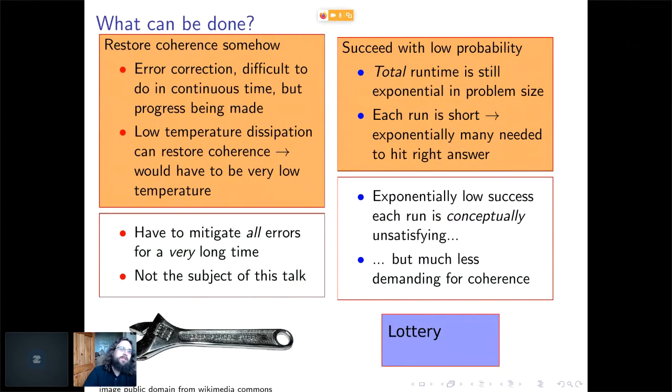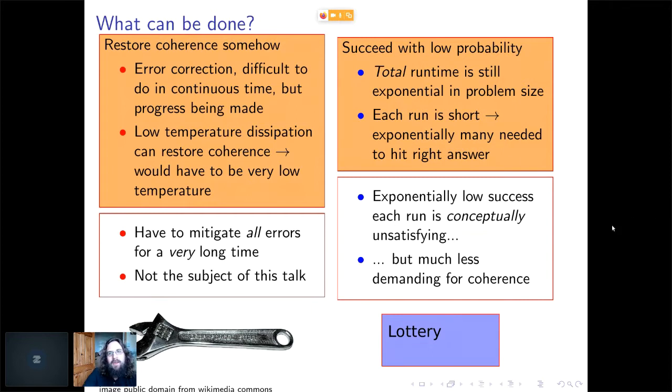What can be done about this? Well, if you just had really, really good hardware, nothing needs to be done, but realistically, there's always noise. So you could either restore coherence somehow, which is difficult to do in continuous time. Progress is being made on it, but it's not what I'm talking about here. Dissipation can also restore coherence in some ways, but generally you'd need a very low temperature. So the point is, while maybe theoretically you could do this, it's very hard work. That's why I've put a wrench down here.